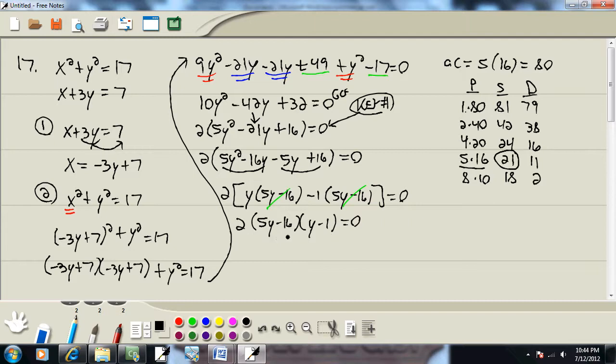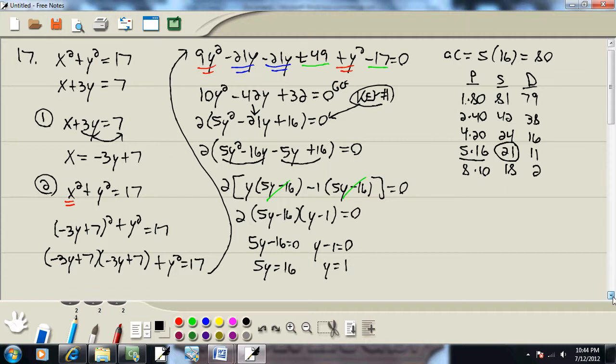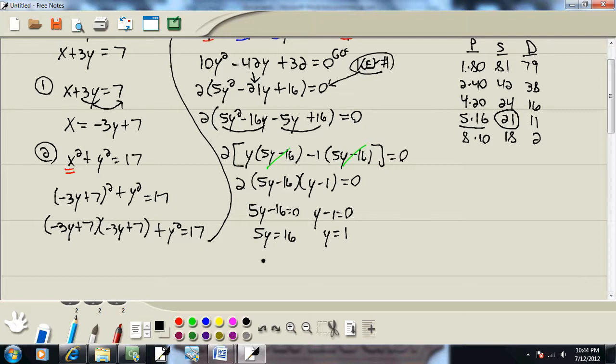Now, zero factor property. You get 0 on one side and you factor the other side. You can set each factor equal to 0. But it won't do us any good to set 2 equal to 0 because there's no variable there. So we're going to set 5y minus 16 equal to 0 and y minus 1 equal to 0. Now here we take negative 16 over, it becomes a positive 16. Here we take negative 1 over, it becomes a positive 1. Divide both sides by 5 here, and we get y is equal to 16/5, and y is equal to 1.